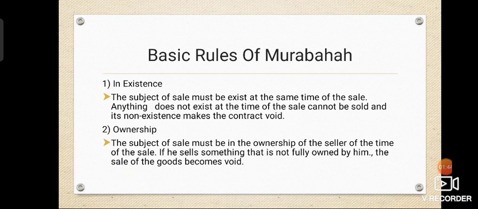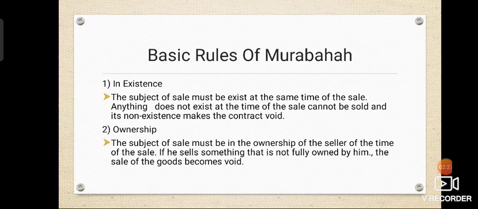Next we move to the basic rules of Murabahah. Firstly, existence. Existence means the subject of sale must exist at the time of the sale. Anything that does not exist at the time of the sale cannot be sold, and non-existence makes the contract void. This means the subject or the product of the sale must exist at the time when the transaction or the purchase happens. If the product no longer exists at the time the purchase is made, then the purchase transaction is considered void or failed.